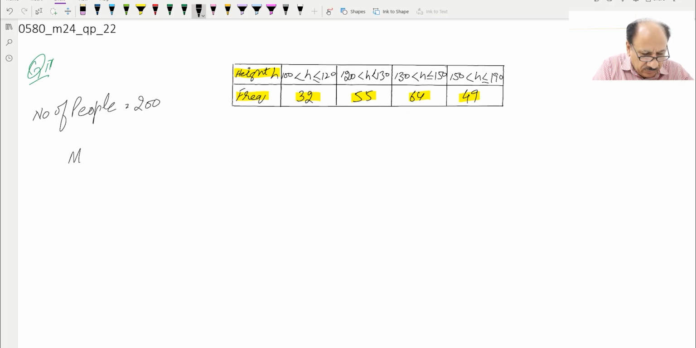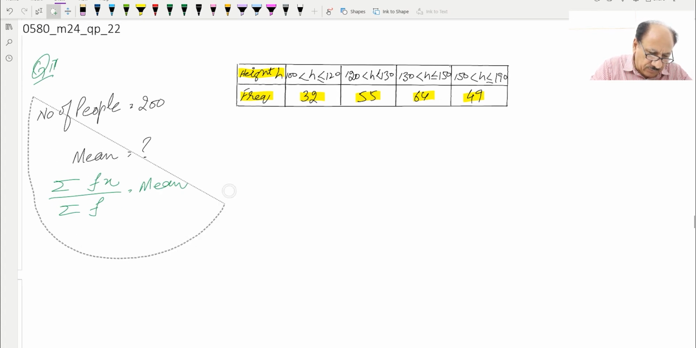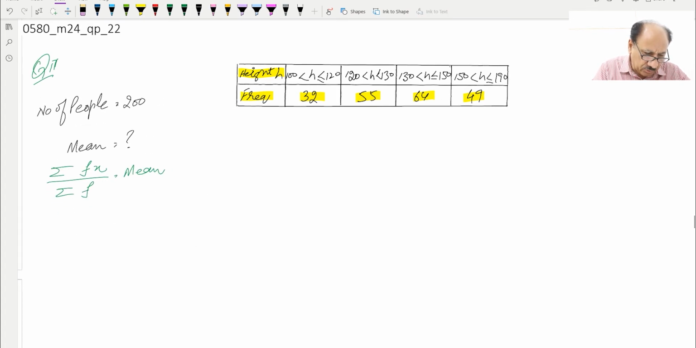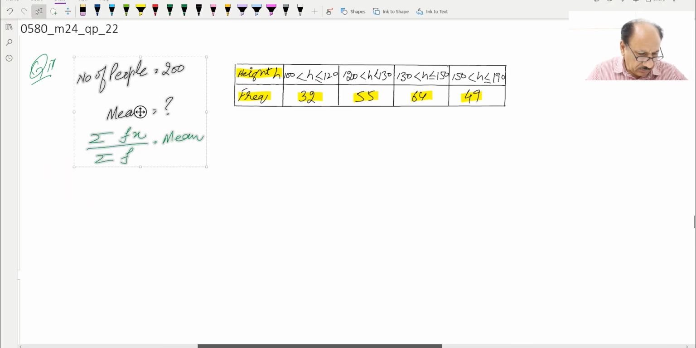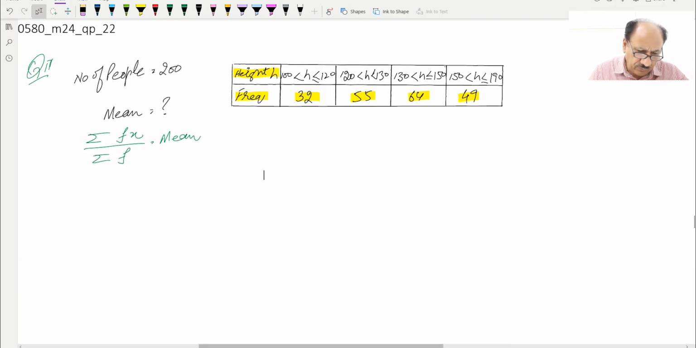So mean we need to calculate. This is our answer, and sigma fx over sigma f is basically the formula for mean which we are using here. This is how we will be taking sigma fx. So we will be multiplying, checking the range between these two.